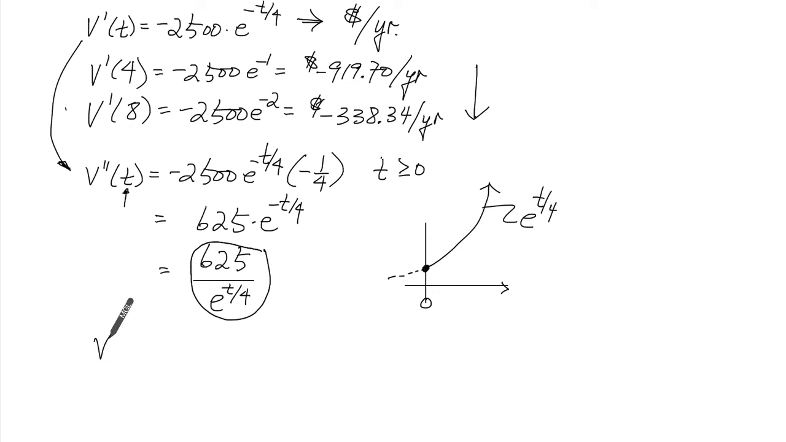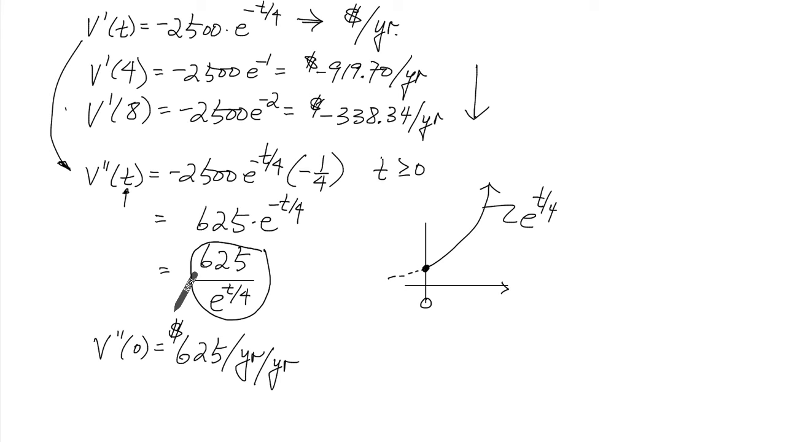So at time 0, the denominator will simply be e to the power of 0, which is equal to 1. And at time 0, the change in the depreciation rate will be $625 per year per year. So when does Laura's motorcycle depreciate in value the fastest? It depreciates in value the fastest right now at time 0.